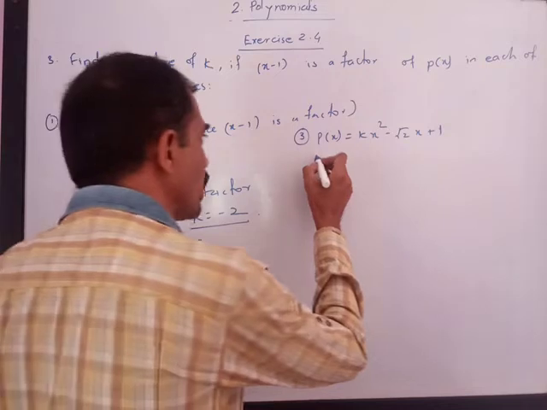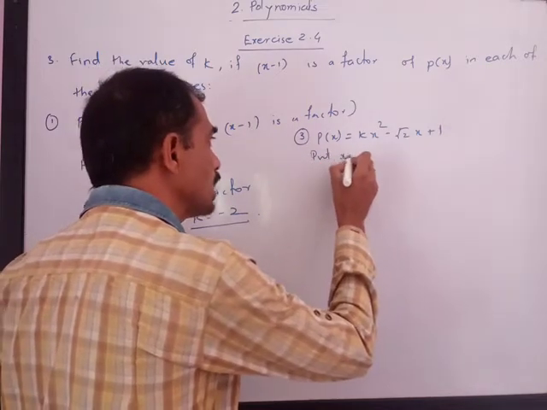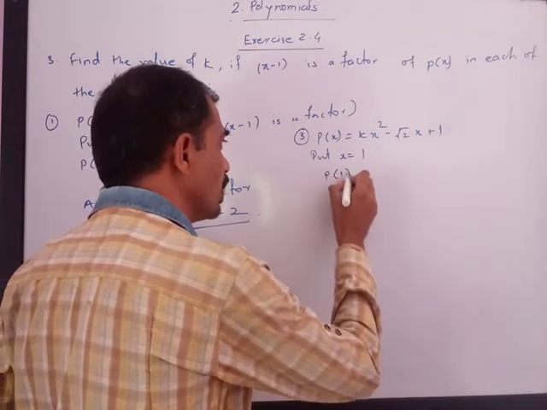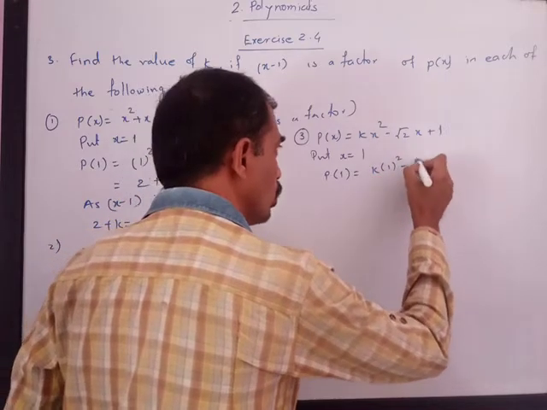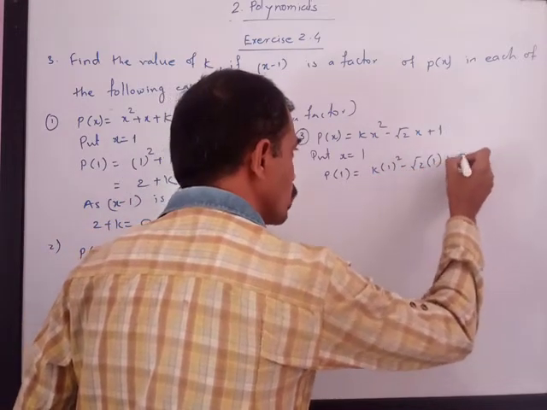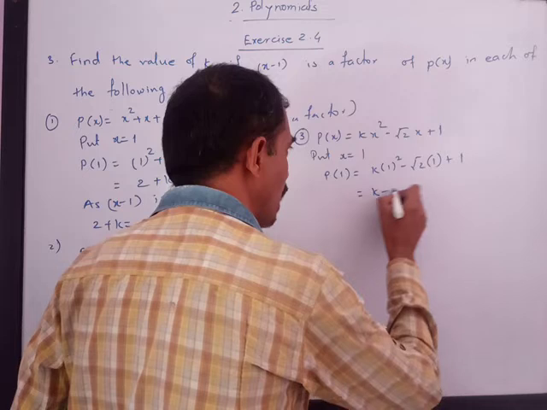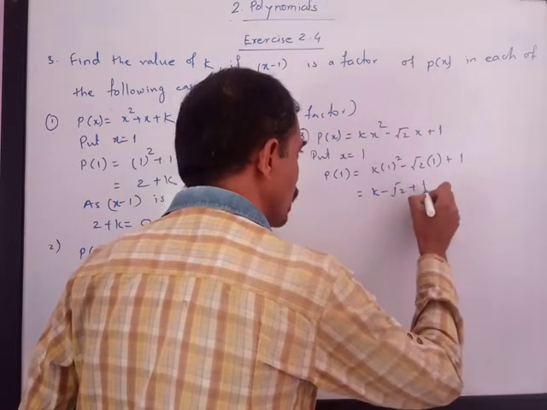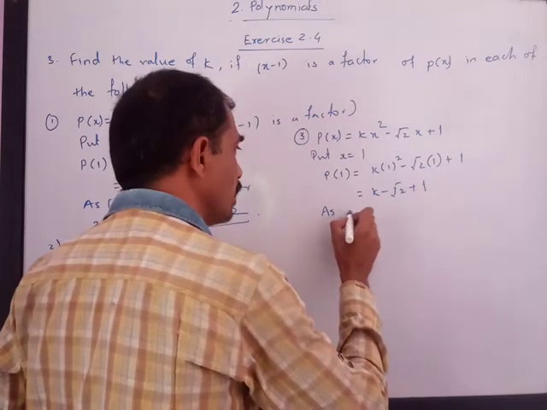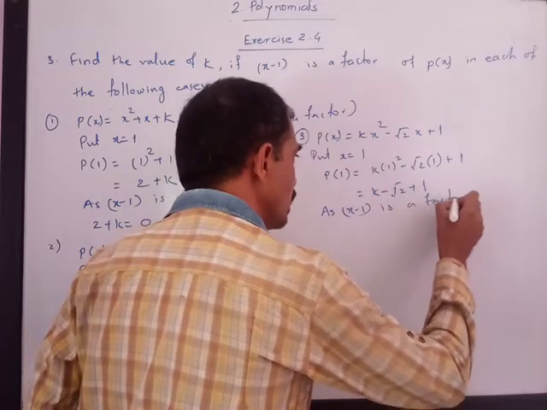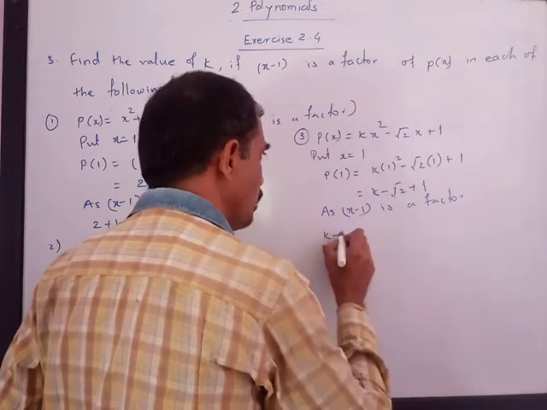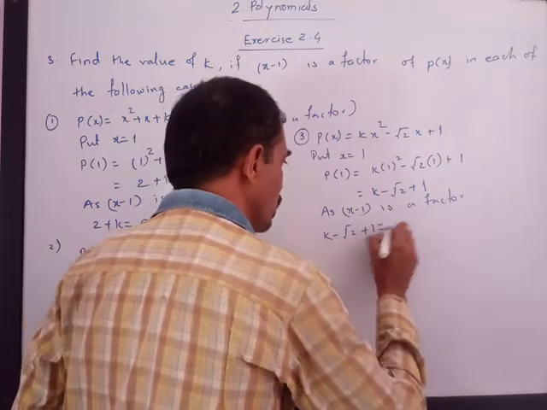Third problem, put x is equal to 1. So we'll get p of 1 is equal to k into 1 square minus root 2 into 1 plus 1. So this is equal to k minus root 2 plus 1. As x minus 1 is a factor, we can say that this value must be 0. So k minus root 2 plus 1 must be equal to 0.